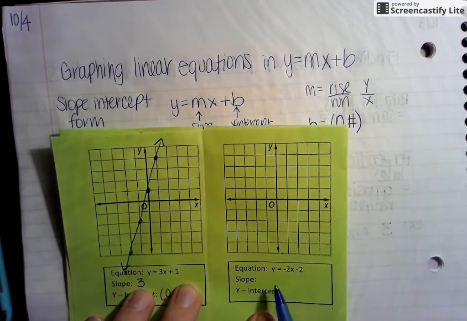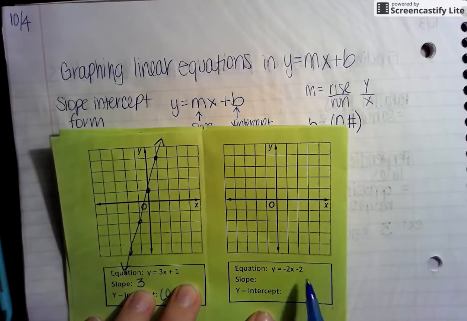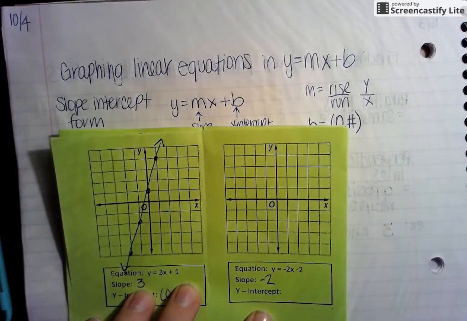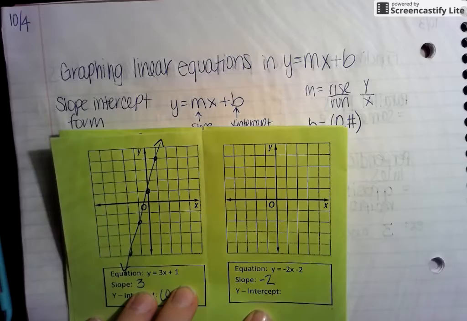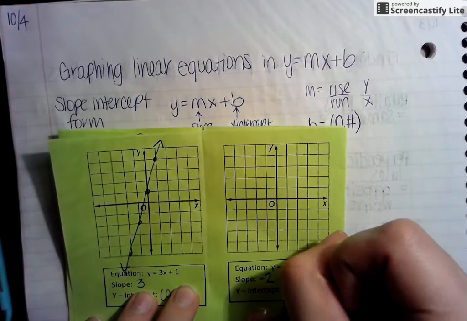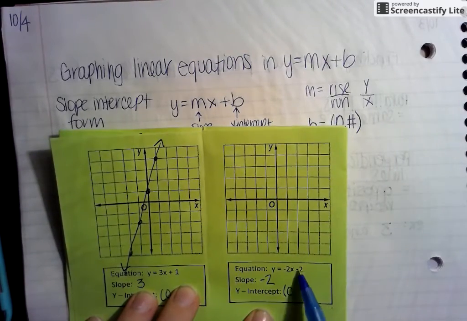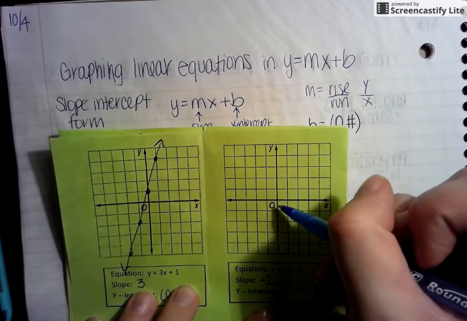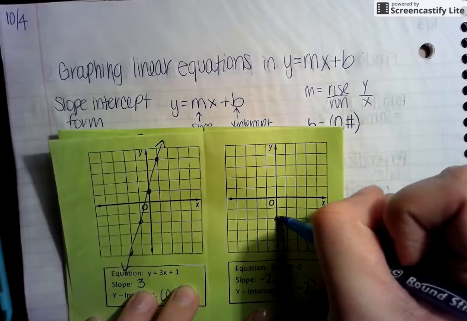Another example, so we have y equals negative 2x minus 2. It is in slope-intercept form, so we can find our slope, which is negative 2. We have our y-intercept, which is (0, negative 2), now that negative is going to go with the 2.